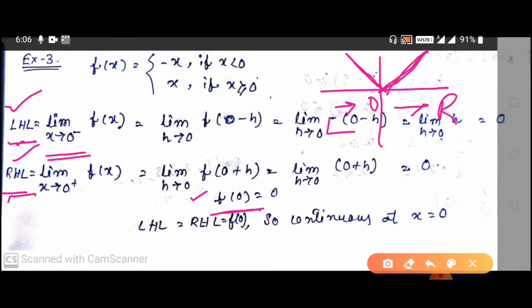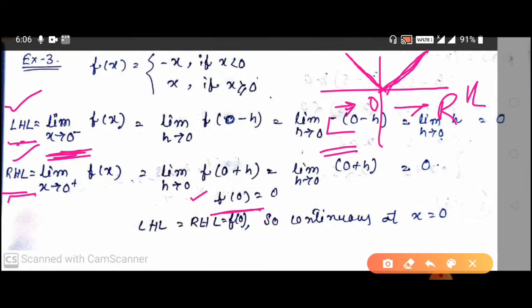Whenever we write left hand limit, that means we have to think we are on the left side of the 0, and whenever we write the right hand limit, we have to think we are on the right side of the 0. Whenever we are on the left side of the 0, the value of x will be less than 0, because on the left side of the 0 you will get minus 1, minus 2 like this. That is why we have written here 0 negative. That means x tends to a value which is less than 0.